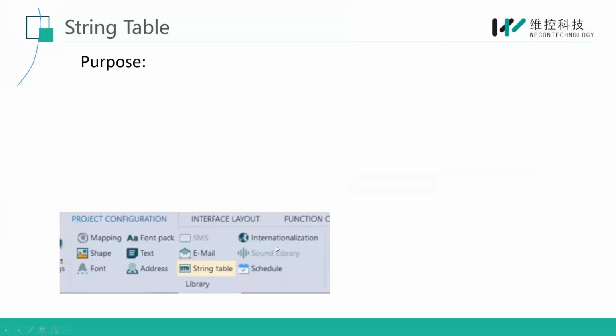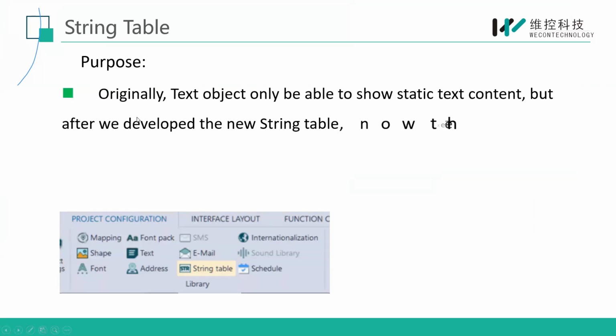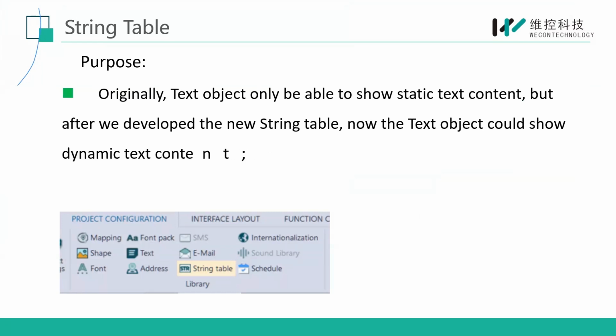And the next one is string table. String table is here. Originally the text object was only able to show static text content. But after the developer added the new string table, now the text object can show dynamic text content. So what is the use of this string table?